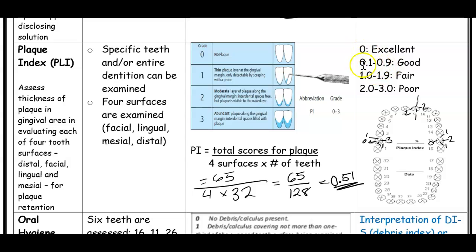0.51, where does this go? This actually goes in this range. So this is actually considered good. So this person has a good plaque index because 0.51 falls under this range here, which is considered good.